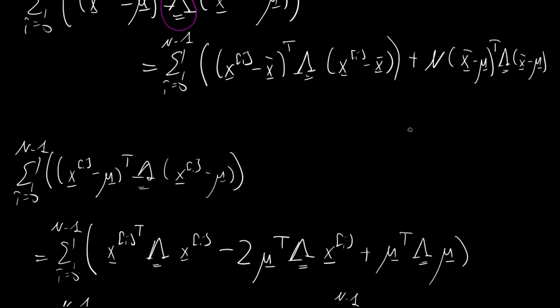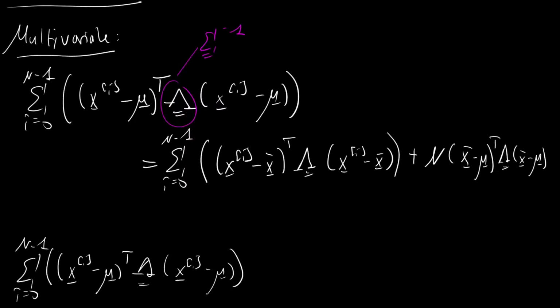Let's go back up and also introduce the definition of the x bar, similar to what we did in the univariate case. And we have that the x bar vector here is 1 over n times the summation from i=0 to capital N minus 1 over the xi vectors.